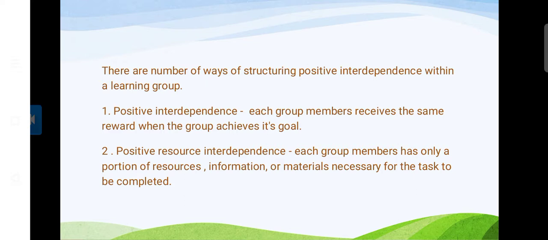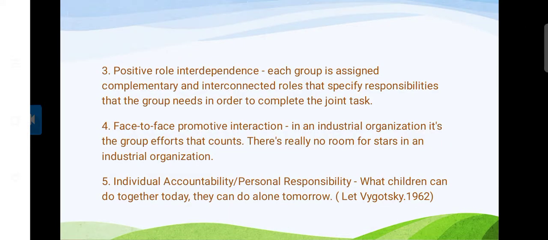There are a number of ways of structuring positive interdependence within a learning group. First, positive reward interdependence: each group member receives the same reward when the group achieves its goal. Second, we have positive resource interdependence: each group member has only a portion of the resources, information, or materials necessary for the task to be completed. Number 3 is positive role interdependence: each group member is assigned complementary and interconnected roles that specify responsibilities that the group needs in order to complete the joint task.